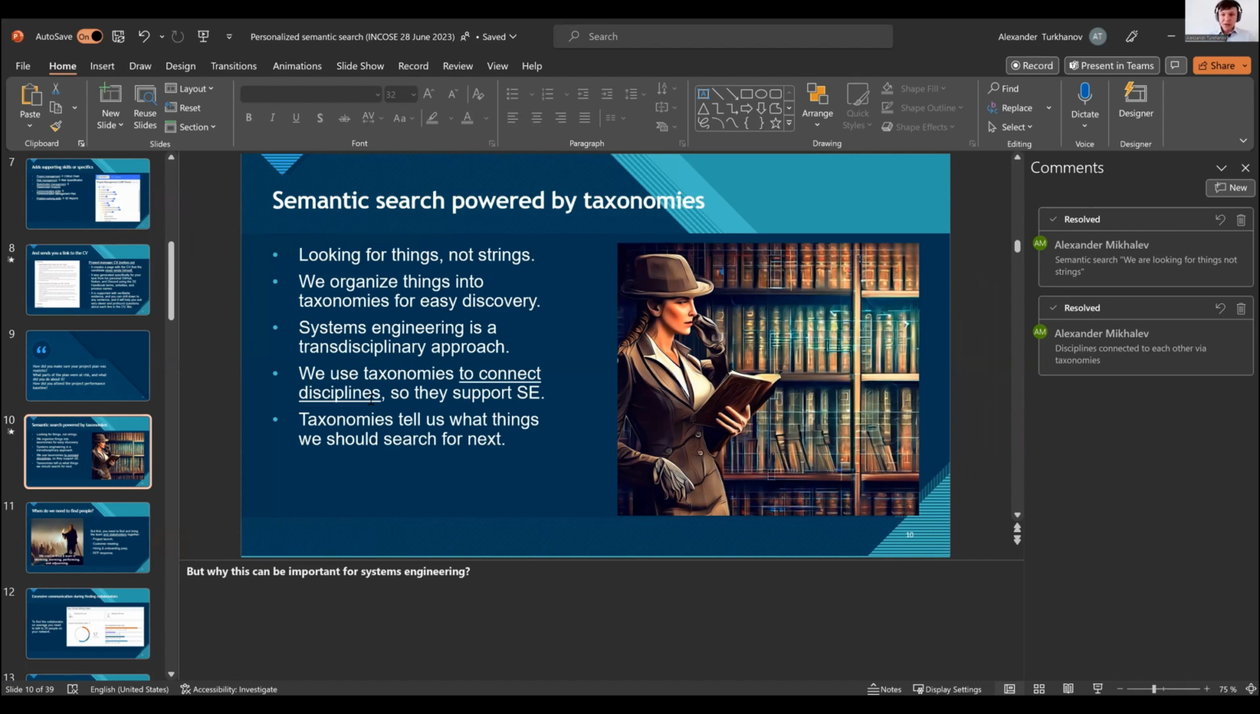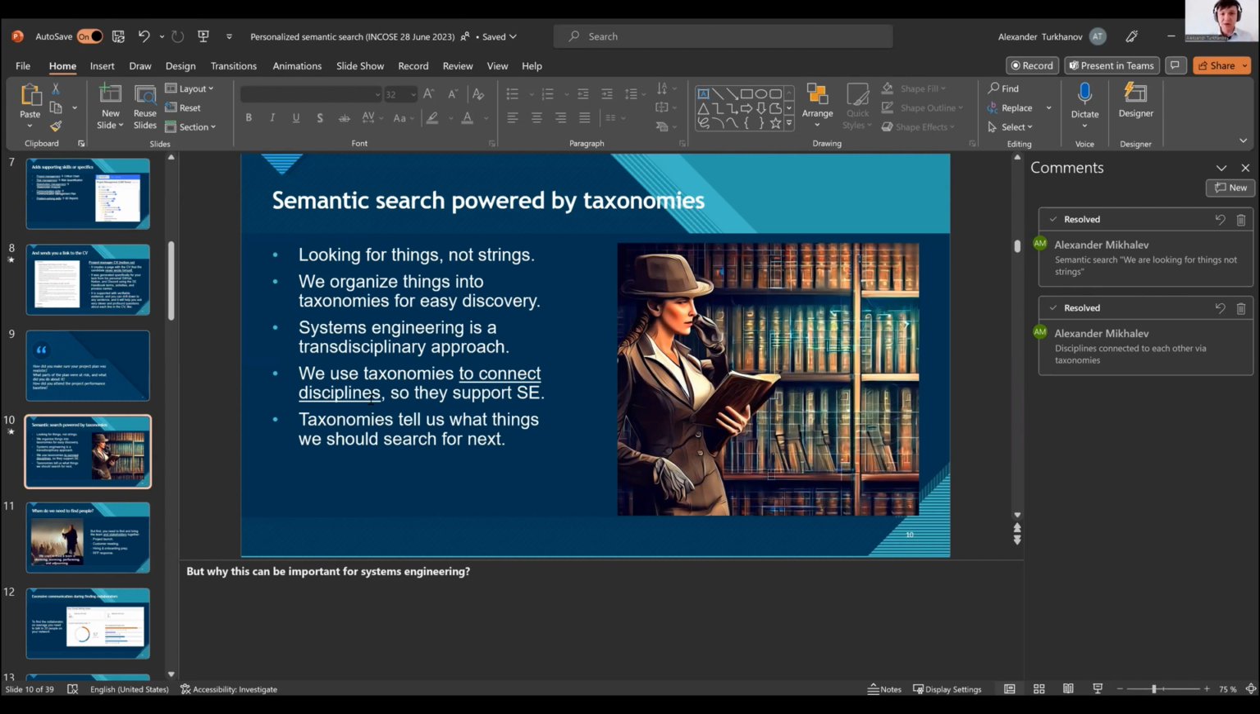And how do we look for things? We organize them in taxonomies. If you go to the Amazon website, this is what you see on the left side. So if I'm looking for shoes, you will see a taxonomy of shoes on the left side. It's colors, sizes, brands, prices. So it's all organized in these hierarchical structures.